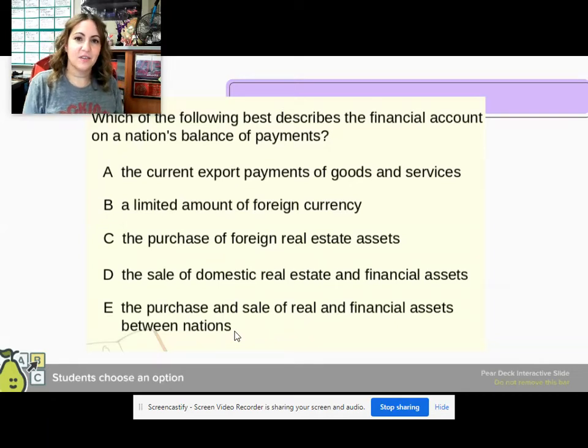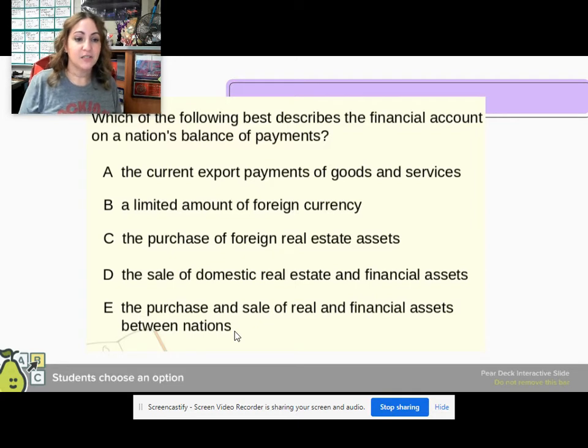Hey guys, we're going to have a short little lesson today about the different types of exchange rates. But before we do that, we're going to start off with some practice questions covering what we just finished last week. So here's a question that you might see on the AP exam.